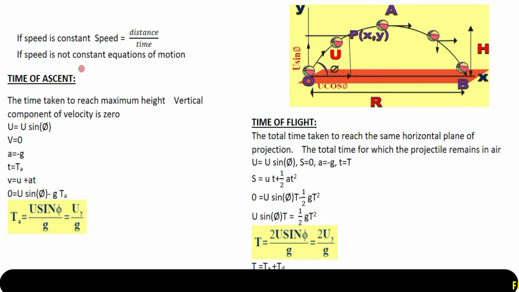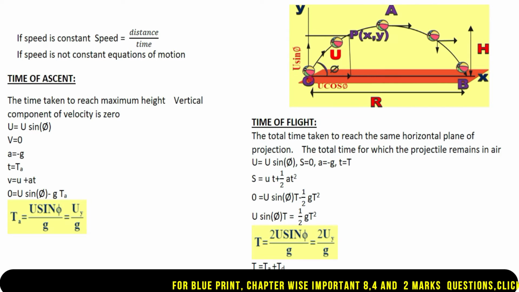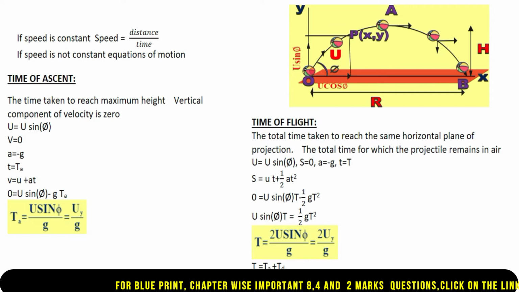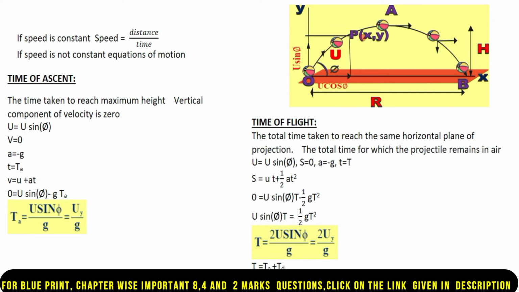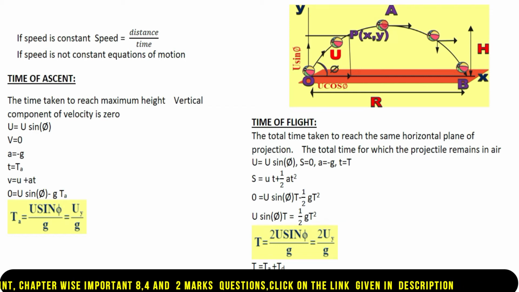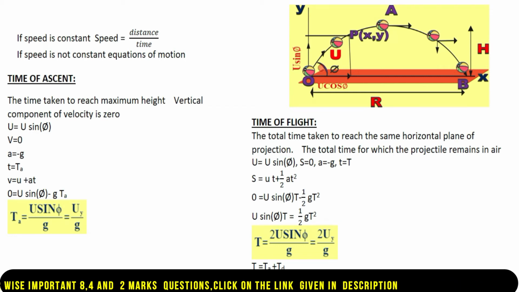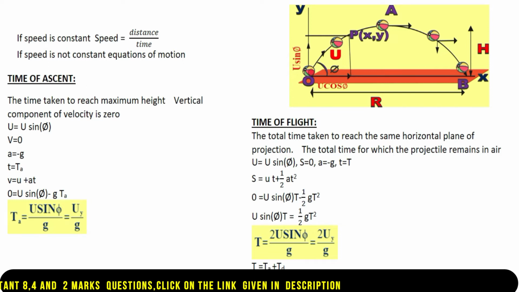The first derivation is the derivation for time of ascent. What is time of ascent? The time taken to reach the maximum height is called time of ascent. What does it mean? As I project the projectile with the velocity u, the height increases as the projectile goes from O to A, and at point A it reaches its maximum height. So this time taken by the projectile to go from O to A is called time of ascent.